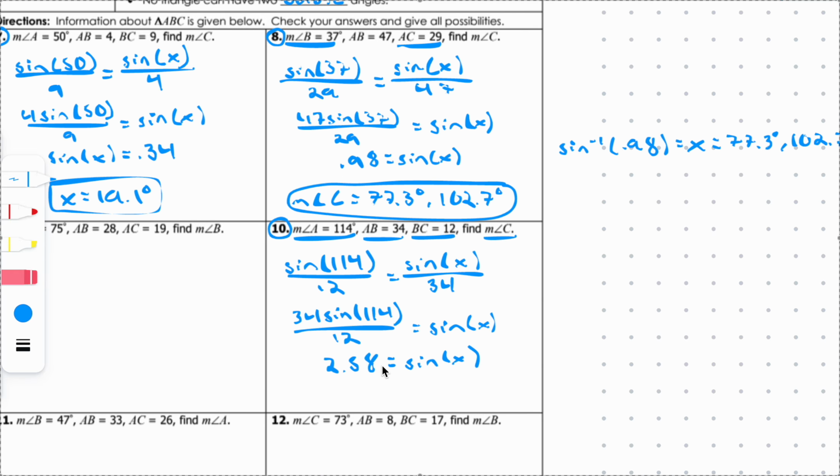There's no x value that makes sine of x greater than 1. So we know that this isn't plausible. And in fact, when you do inverse sine of 2.58, you get an error, okay? So this would not be plausible. There's no value of x that makes this equation true. So we can say no solutions. Great.